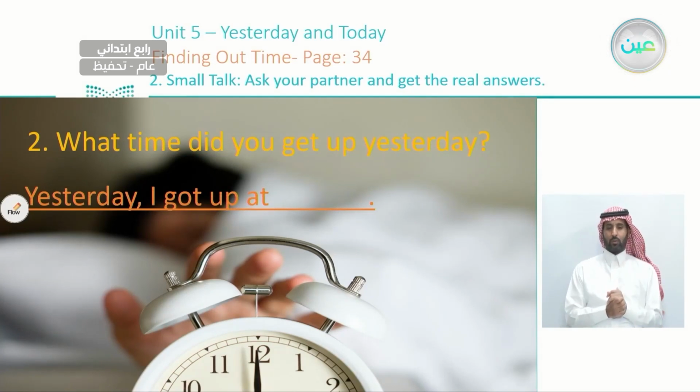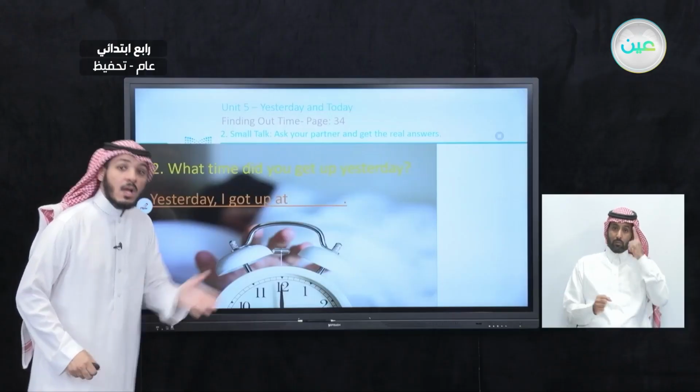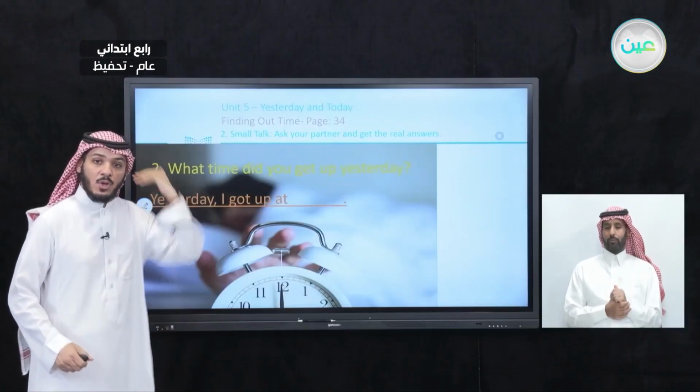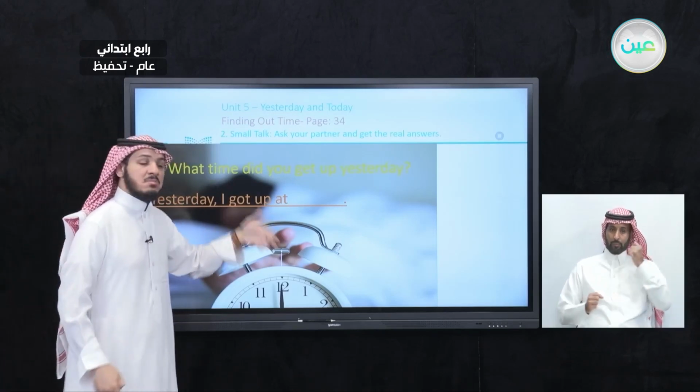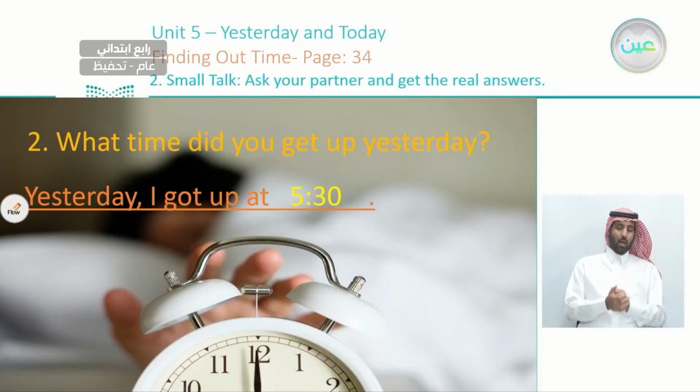So you will say, yesterday I got up. Not get up. Get up, يستيقظ. Got up, استيقظ. Okay, so yesterday I got up at, for example, 5:30. 5:30. So you use the hours, two dots, then we have 30.